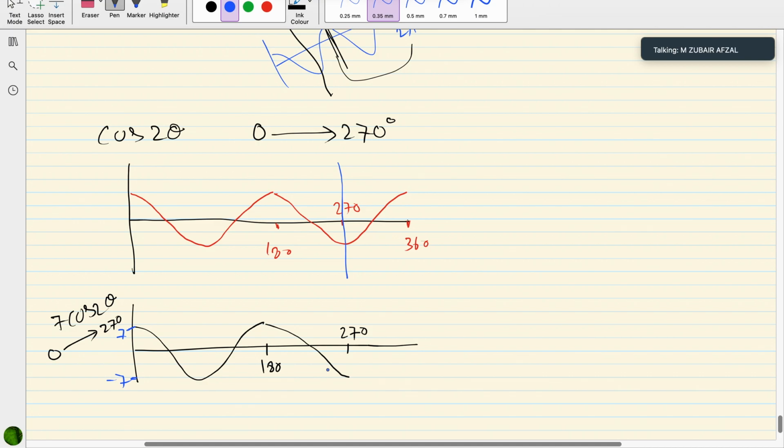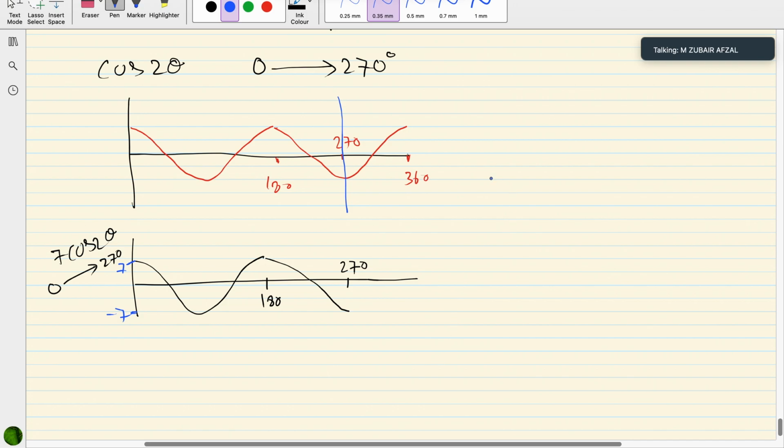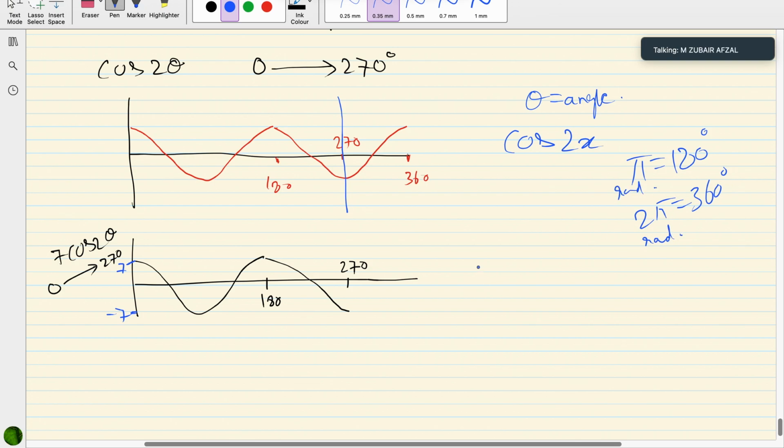It can tell you to draw it up to any reasonable value, 180. This is 2 theta. 2 theta means 2 cycles. If theta is getting confusing, we can write x. 2x means 2 cycles in 360. Theta is the angle. Yes. Pi is equal to 180. 2 pi is equal to 360. Radian. Pi radians. 2 pi radians is equal to 360.